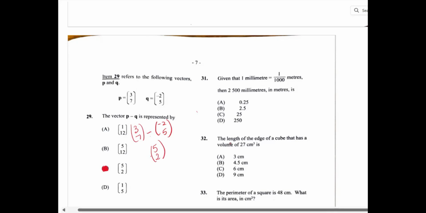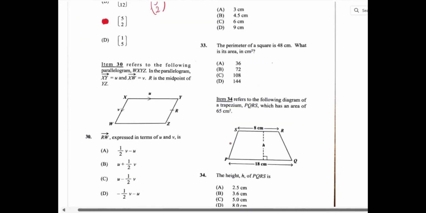Next question. Item 30 refers to the following parallelogram W, X, Y, Z. In the parallelogram, vector XY is U and vector XW is V. R is the midpoint of YZ. RW expressed in terms of U and V is what?